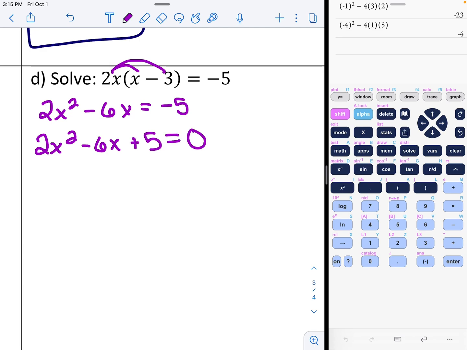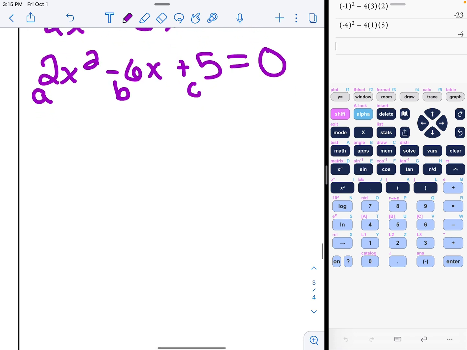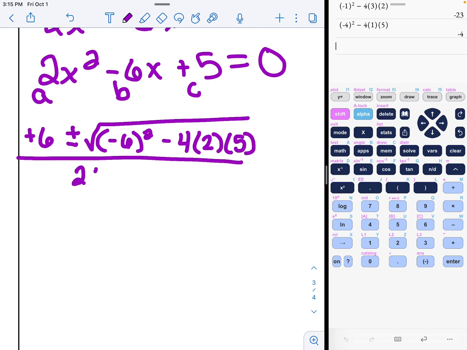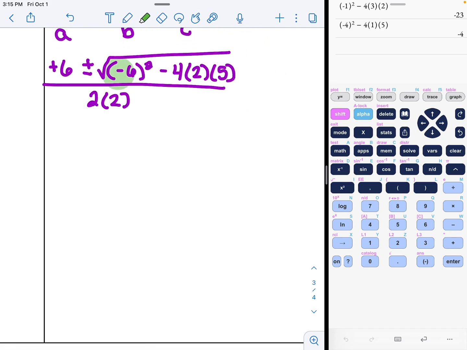I'm going to pause because I feel like I did that really fast. Now I'll identify A, B, and C. Be careful, B is -6. Opposite B, plus and minus the square root of B squared minus 4AC all over 2A. I'm going to put this part without the square root in my calculator.